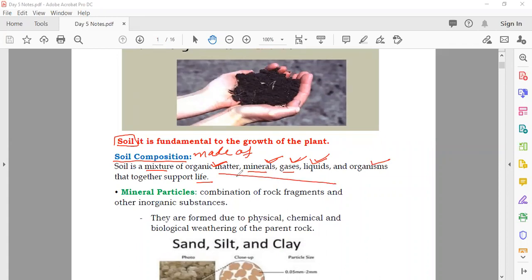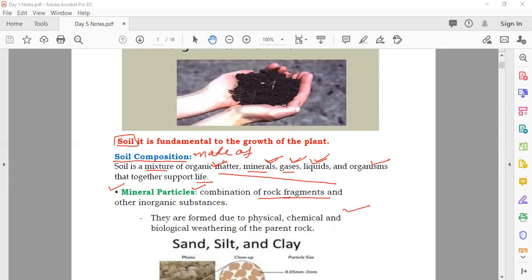Now let's talk about mineral particles. Which mineral particles are there? If you remember, we talked about minerals and rocks, and we saw rock fragments, the small pieces of different types of rocks. It can be marble, it can be granite, it can be other things. So they are mineral particles, and you will find these things when you examine the soil.